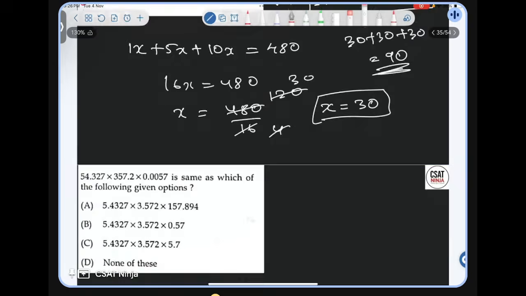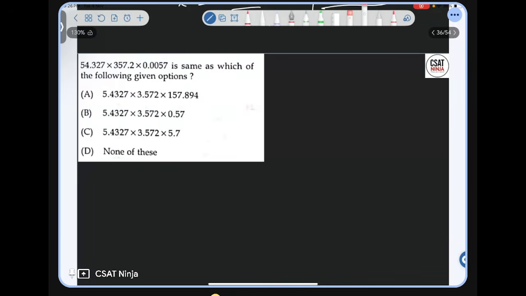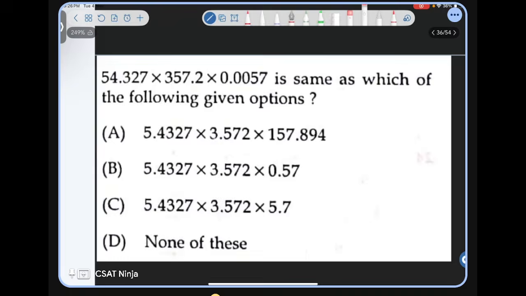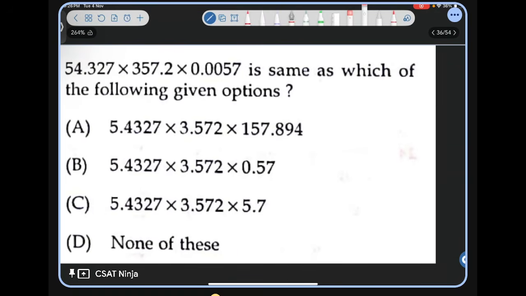Okay, let's go to the next. The next question is this one. It's a very simple question, but just by looking at this, you may get frightened. How do you solve this type of question?